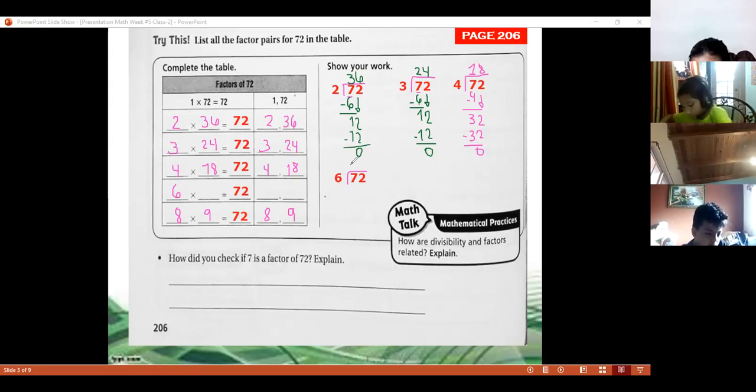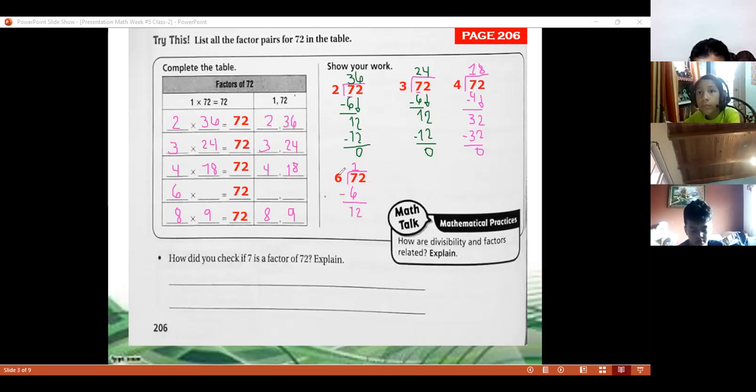42. 42, that's right. Why 42? 7 divided by 6. No. 1. Because 6 times 1 is 6. I subtract. 1. And I put down the next digit, that is number 2.